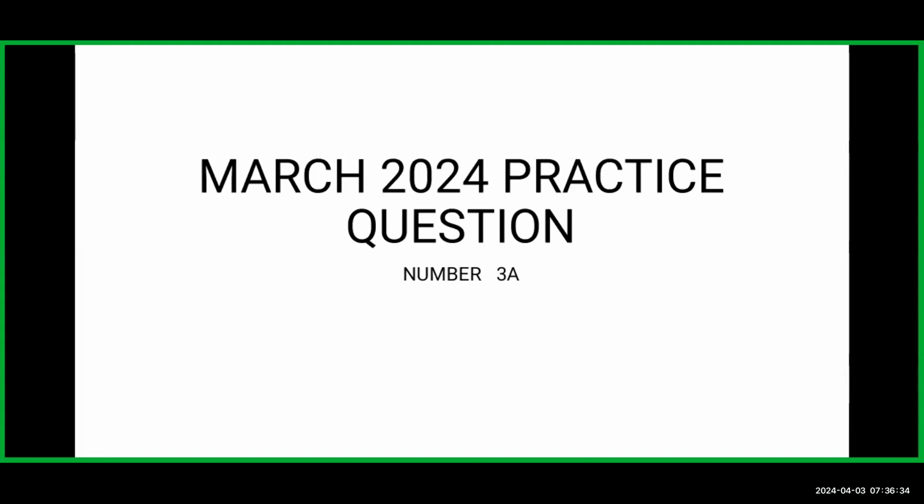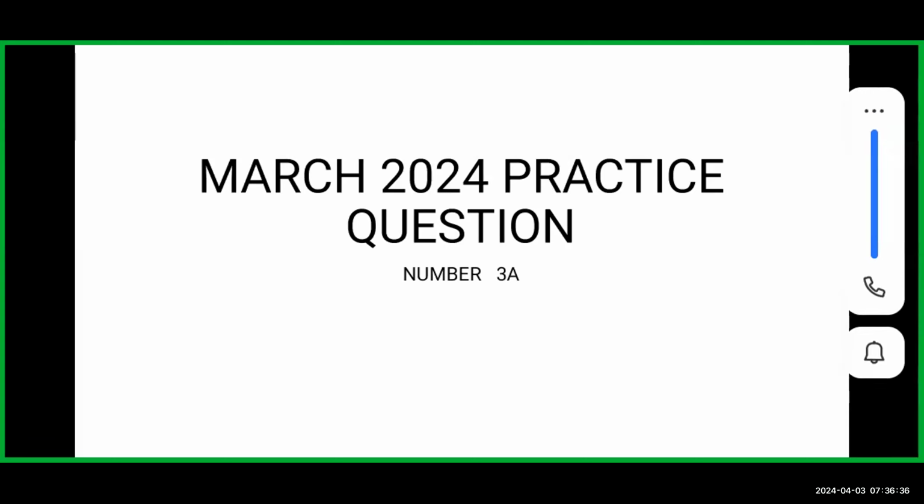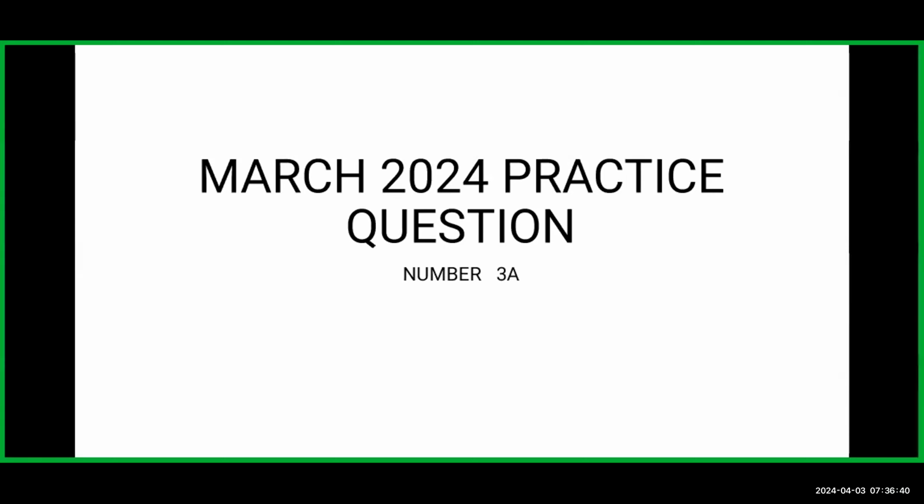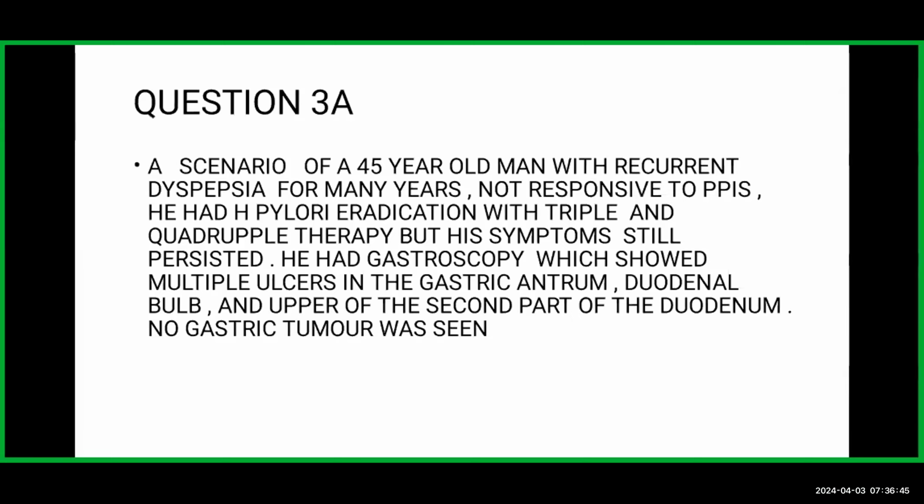Good morning, everyone. I'll be taking the March 2024 practice question number 3A. The question is a scenario of a 45-year-old man with recurrent dyspepsia for many years, not responsive to PPIs. He had H. pylori eradication, triple and quadruple therapy, but has multiple ulcers in the gastric antrum, duodenal bulb, and upper part of the second part of the duodenum. No gastric tumor was seen.